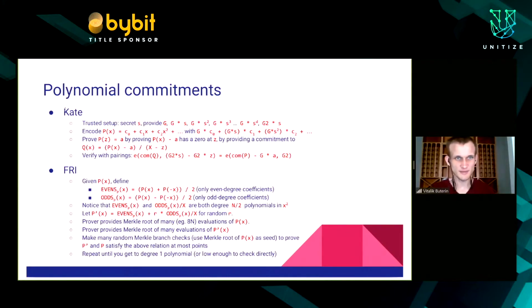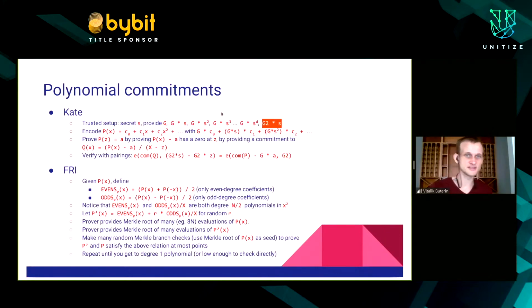KZG commitments: basically the idea here is that you have a trusted setup, and this is all done with elliptic curve points. You have a secret number S, and your setup consists of a bunch of points. You have the generator G, then you have G times S, G times S squared, G times S cubed, and so on, all the way up to G times S to the D. And you have G2 times S, which is in the G2 group.